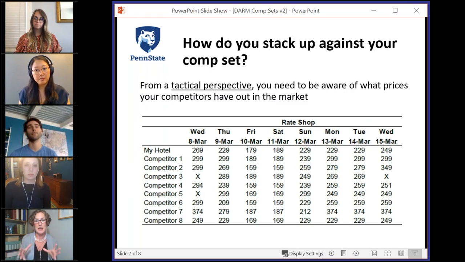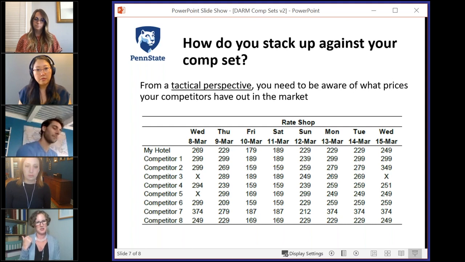So my second perspective on that forward-looking element of comp sets is from a tactical day-to-day perspective. You know where you're positioned in terms of value. Now what you do is you look at your rates and you look at the rates of your competition and you say, okay, given where I'm positioned in terms of value in the market, do my future rates make sense? So for example, if you look on the screen right now, my hotel on Wednesday, the 8th of March is sitting at 269 in this particular segment. Competitor 1 is sitting at 299.